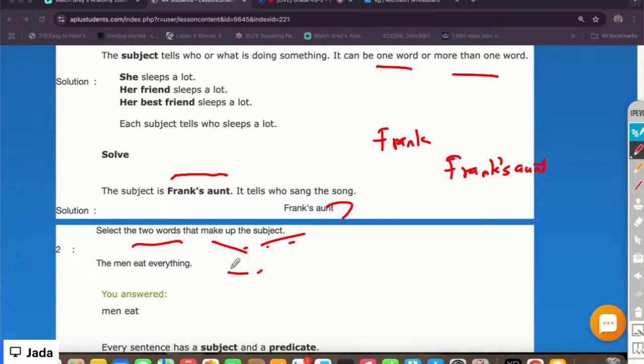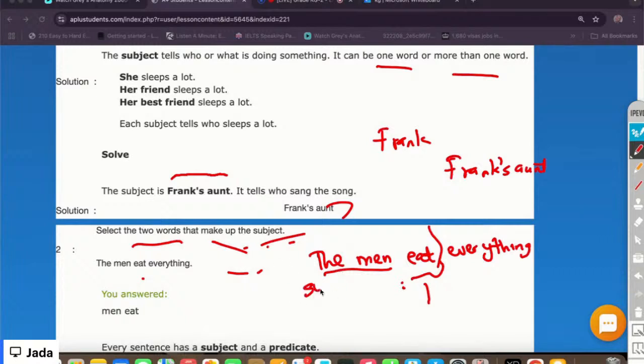Okay, so we have also here select the two words that make up the subject. Now this is asking you for the two words, and we have: The man eats everything. So what are the two words here that make up the subject? Eats everything here stands as the predicate, right? So we know that it is the predicate, and then the man here would be what? The subject. So the man is the subject here. That's it about the predicate and the subject. You just need to be able to identify the subject in the sentence.